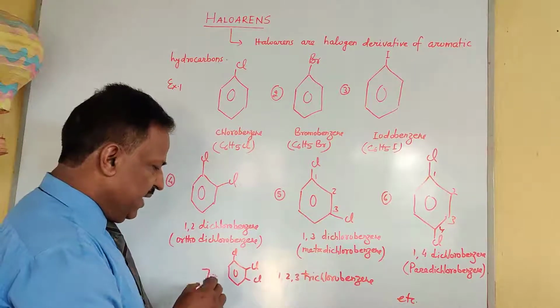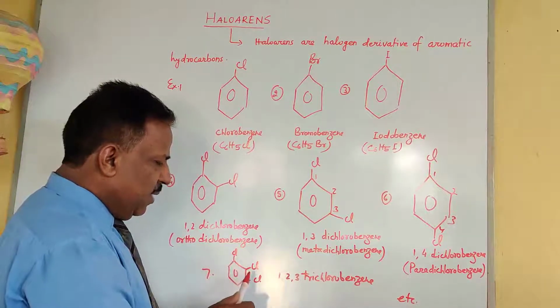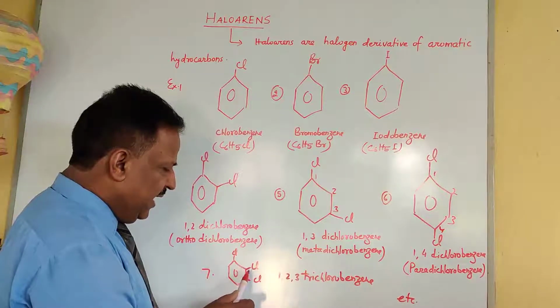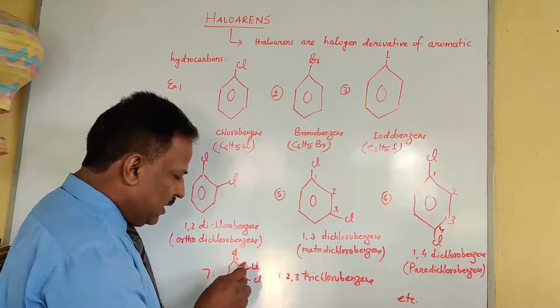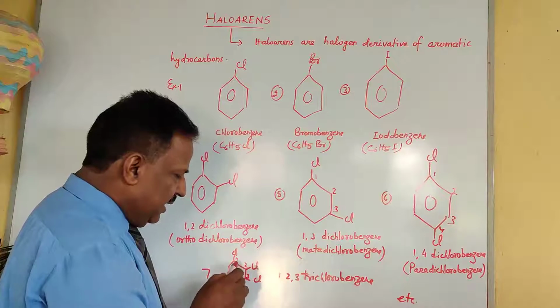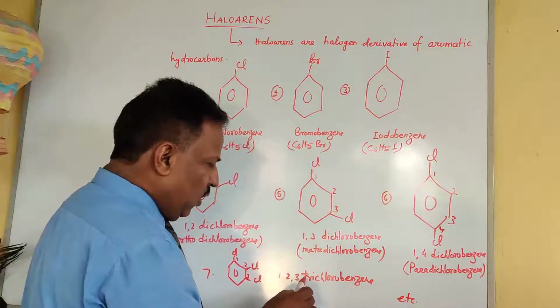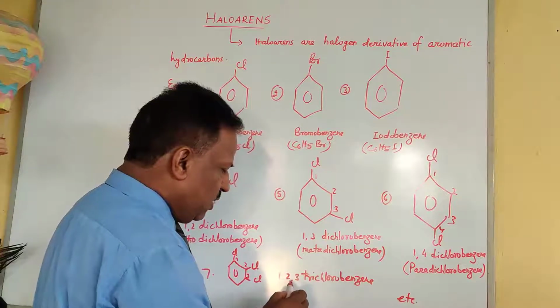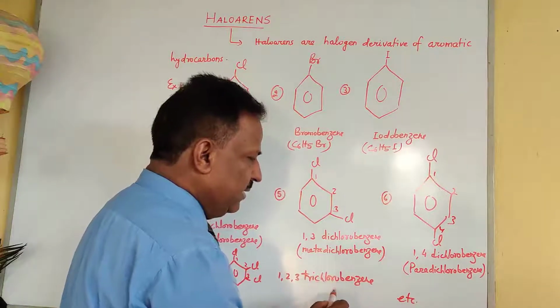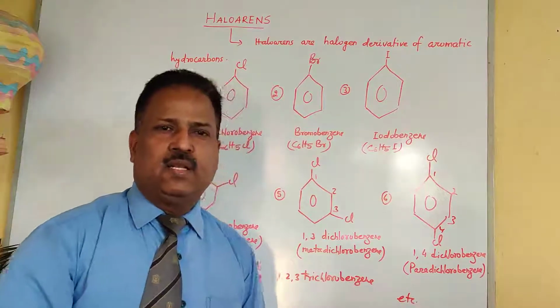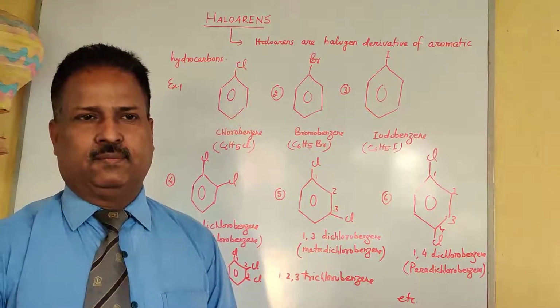Similarly, example 7 is an example of a trihaloarene. Here it is carbon 1, carbon 2, carbon 3. At carbon 1, 2 and 3, chlorine atoms are present. So it is 1, 2, 3 trichlorobenzene. Many more examples you can write yourself.